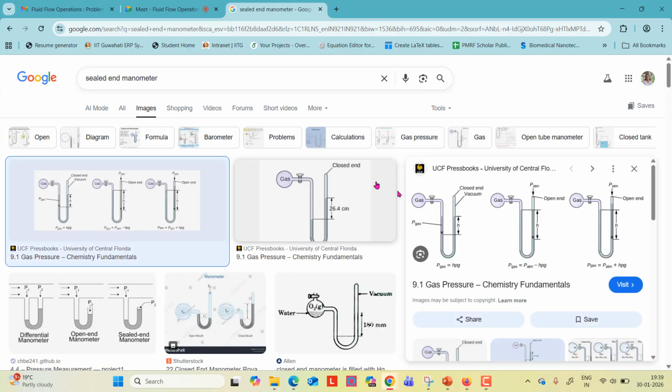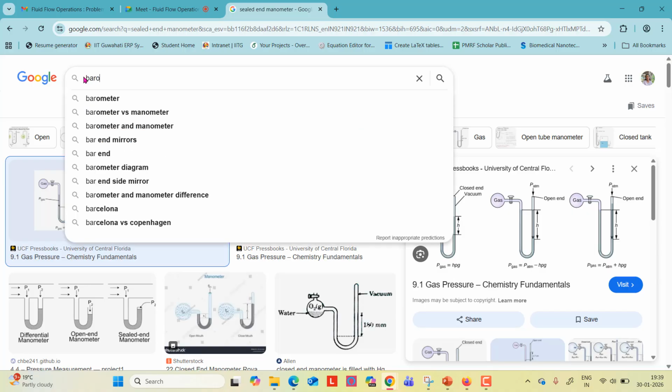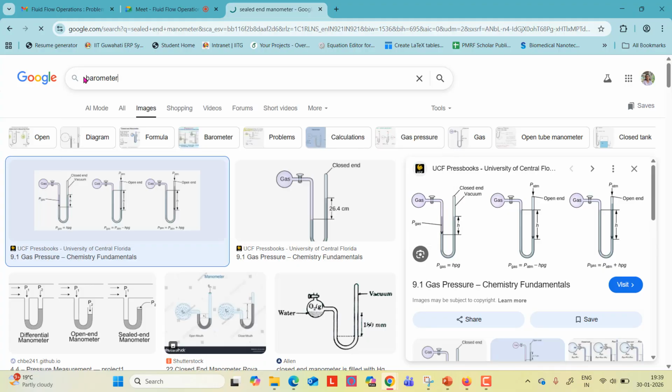Sealed end manometer. So first one was the open end. So here, it is closed, and at one end this is the vacuum. There is a vacuum, and if that side is open to atmospheric pressure, that is called your barometer. So first we'll see the barometer.